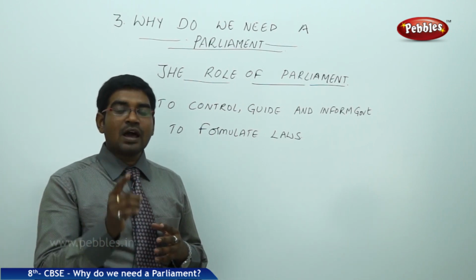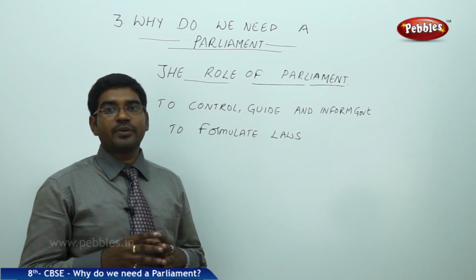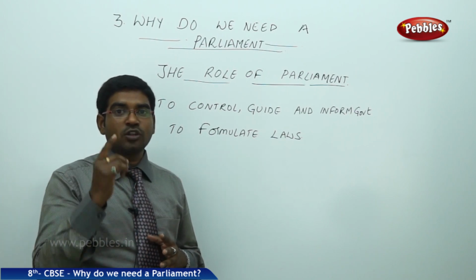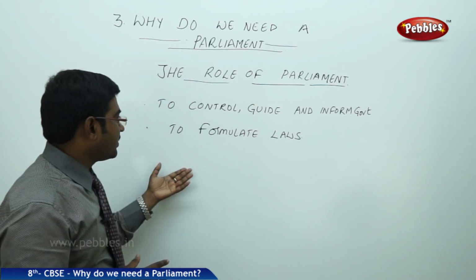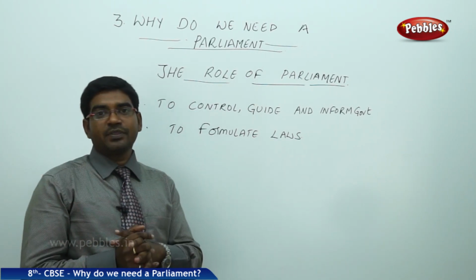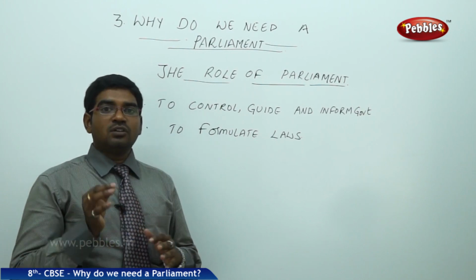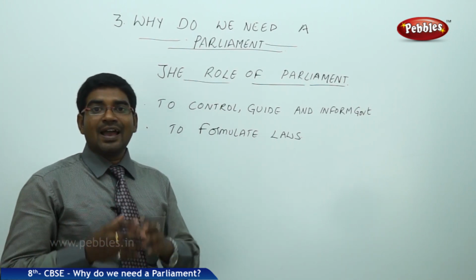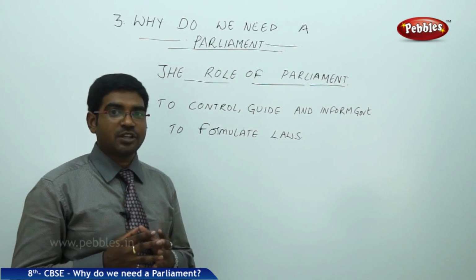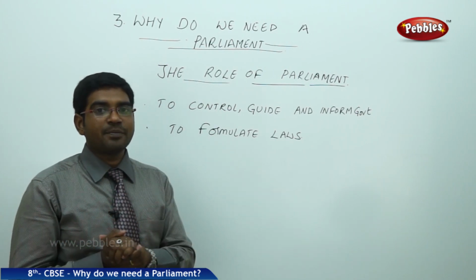So people are indirectly controlling the government. People are directly controlling, through people's representatives, the government. And moving on further, the third important duty of the Parliament is to formulate laws. The formulation of laws has a prescribed and detailed procedure, which we will be discussing in the very next chapter.